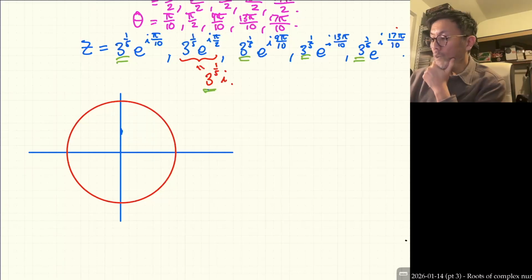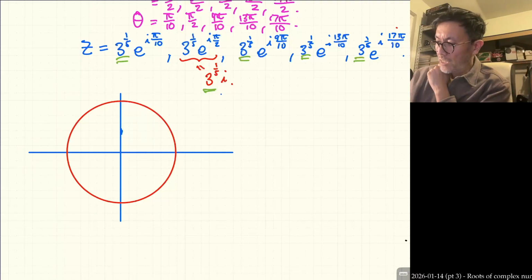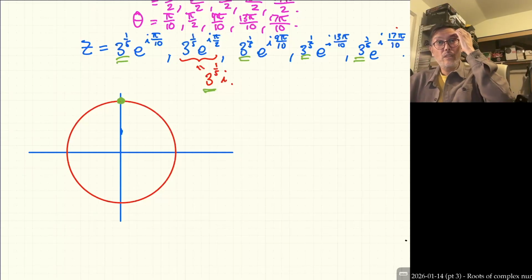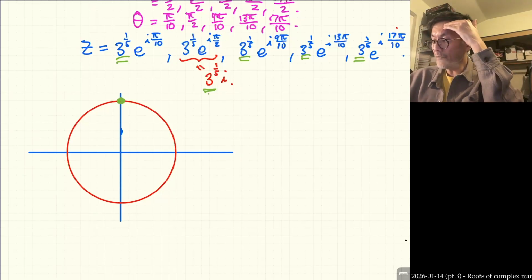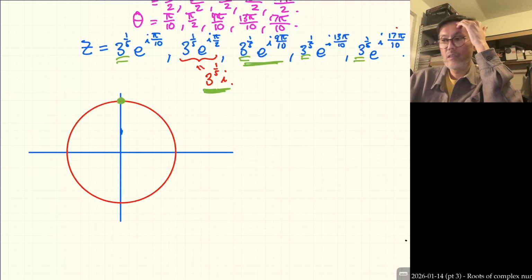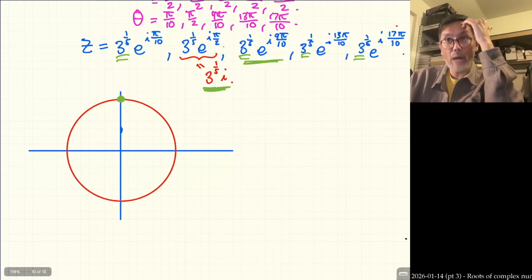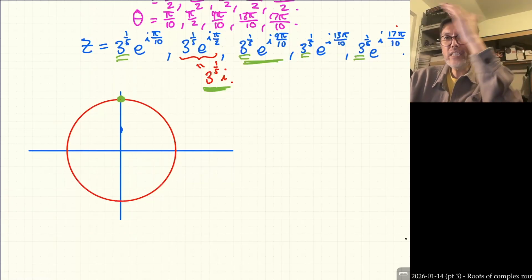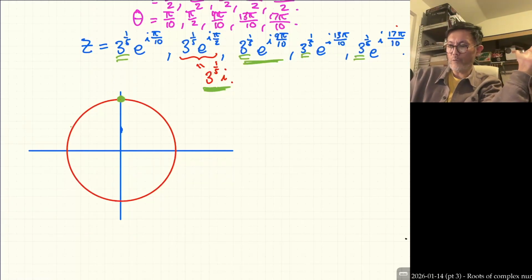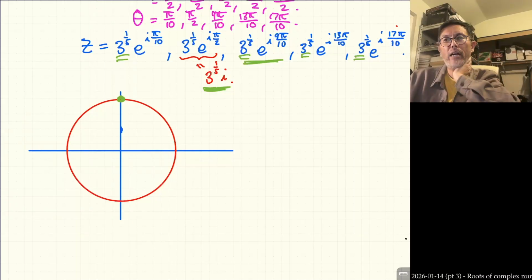Now we have 3 to the 1/5 i, and I want you to imagine that this is the circle of radius 3 to the 1/5. So this root right here is going to correspond to this point way up here, right? Now, how do we get from this root, which is right here, to this one? Because i, remember, is e to the i pi over 2. What is the angle I need to rotate around this circle in order to get to 9 pi over 10?